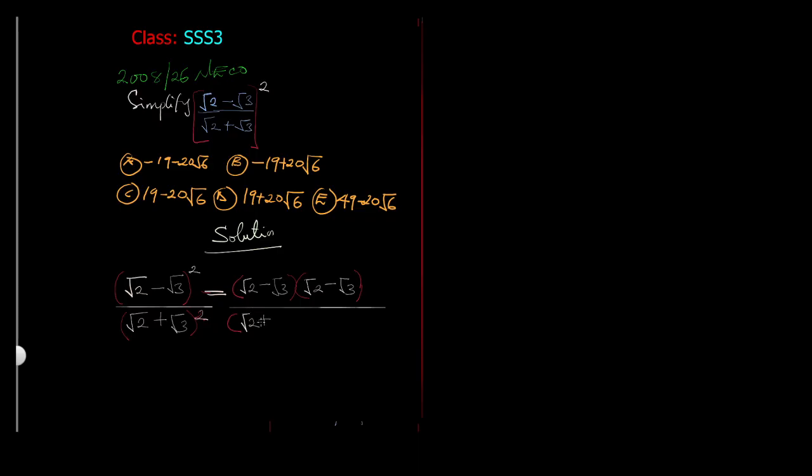Plus square root of 3. Into brackets. You need to open another bracket for it now: square root of 2 plus square root of 3. Then we're going to close our bracket. All right, immediately we've been able to do that, we can now open up the bracket.